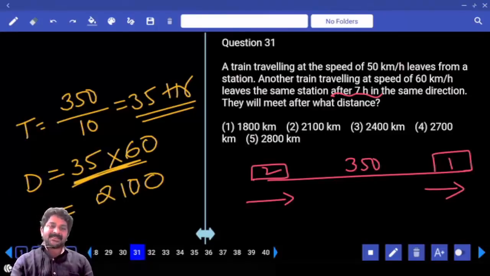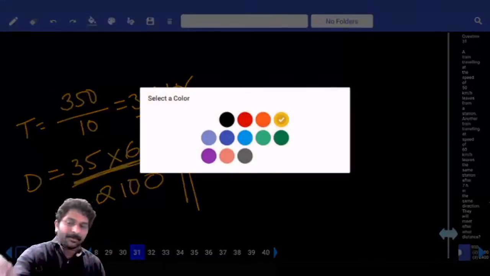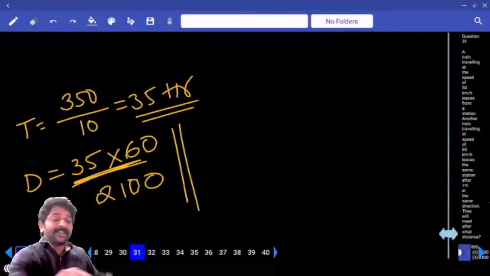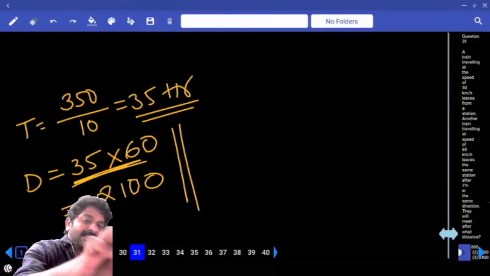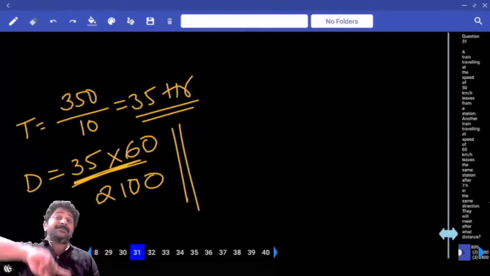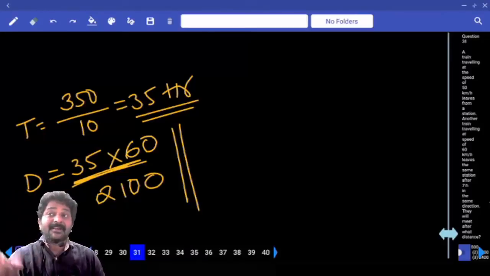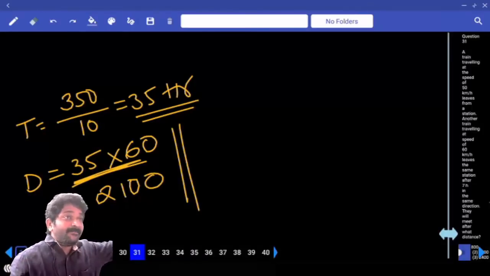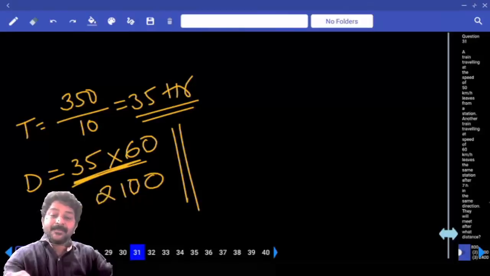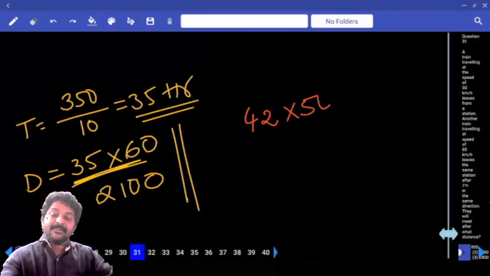2100 kilometers, final answer. Now in the same question, wait a minute, let me conclude one more point. Here 35 hours is time taken by first train or the second train? Second train. Now first train started how many hours before the second train started? 7 hours. That means it was in journey for how many hours? 35 plus 7, 42. And into speed of first train is 50.